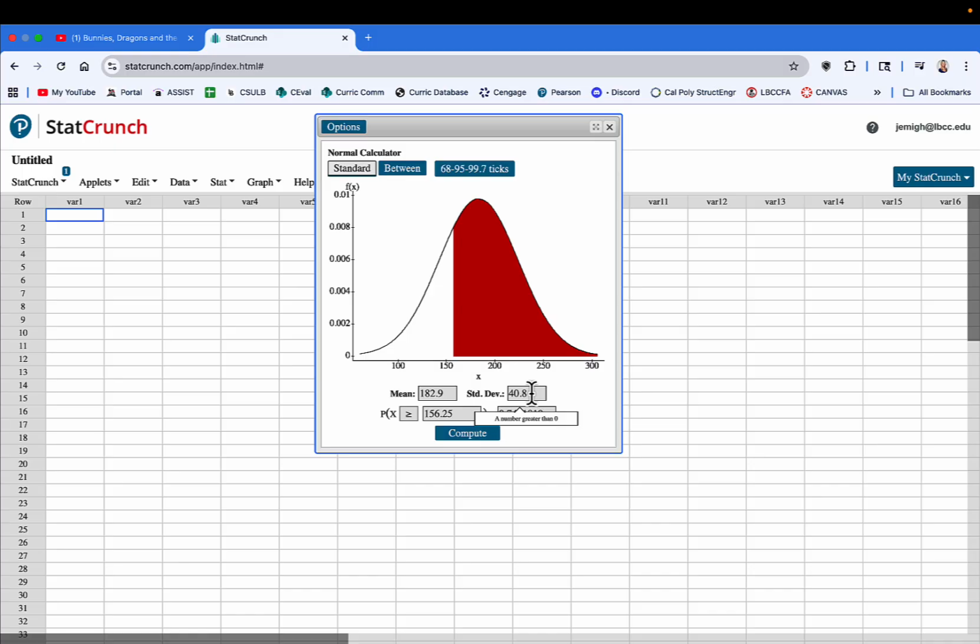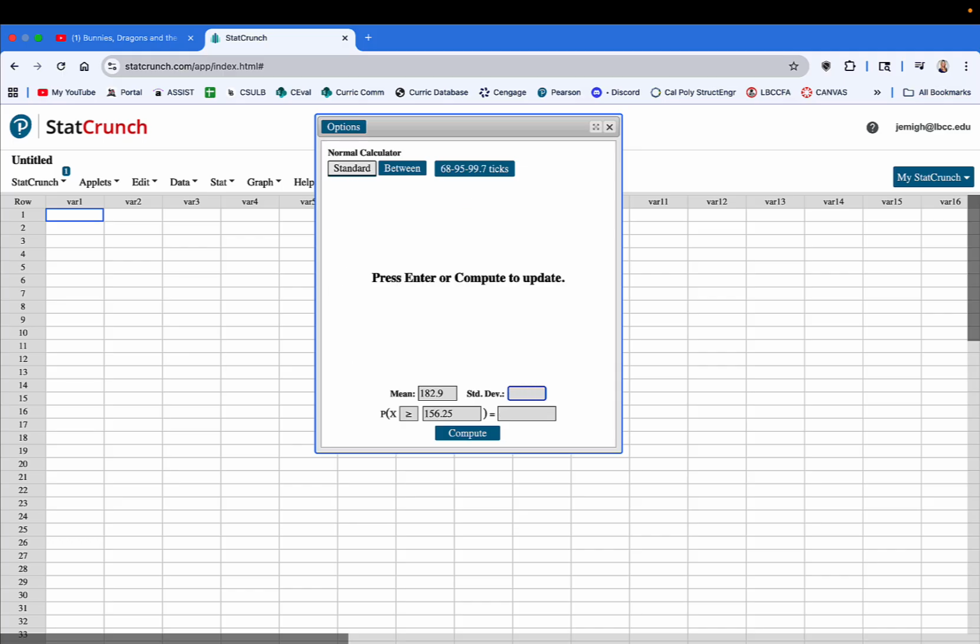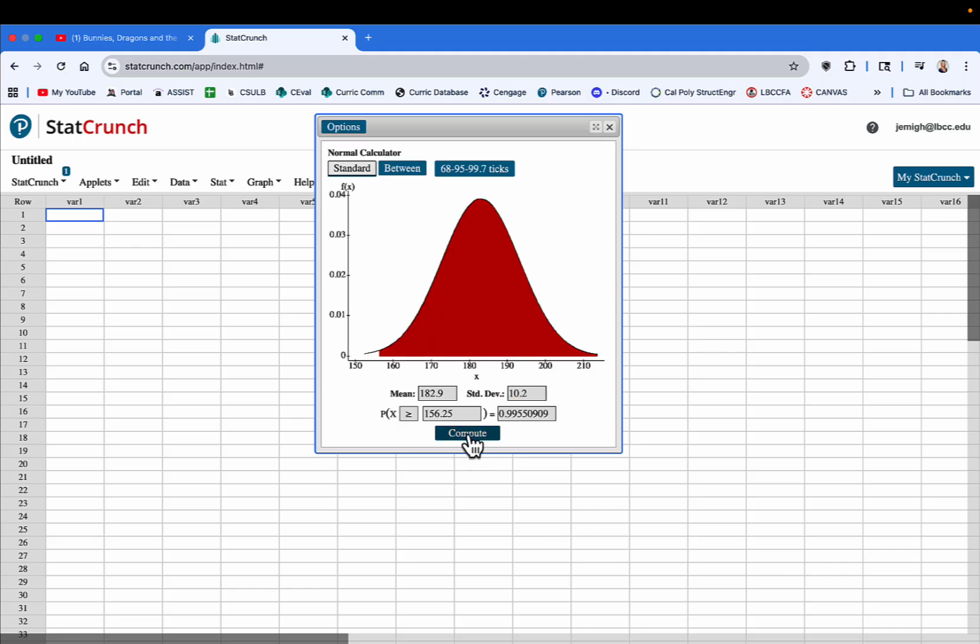What the central limit theorem does is it adjusts the standard deviation. Ours changes from 40.8 to 10.2. Now watch what happens when we hit compute. We have a new probability of 0.9955. The graph still looks accurate. Way over here at 156.25, it's still shaded on the correct side.